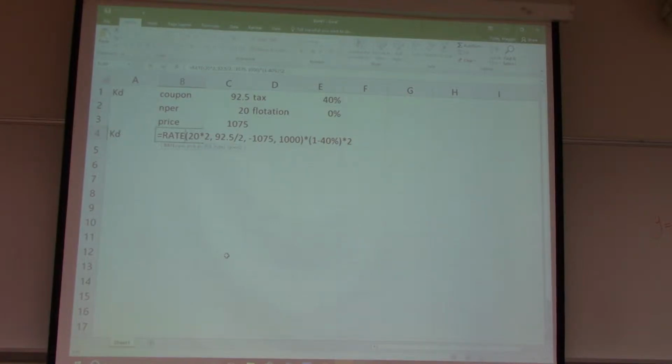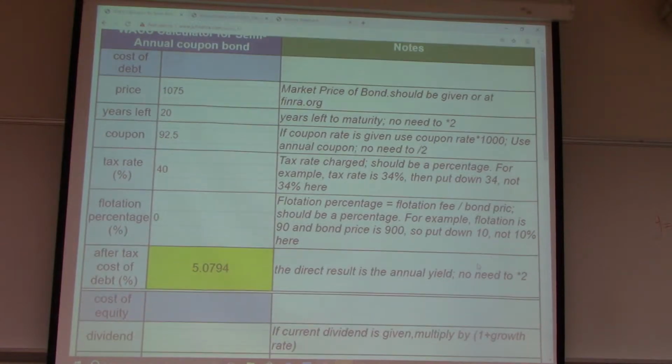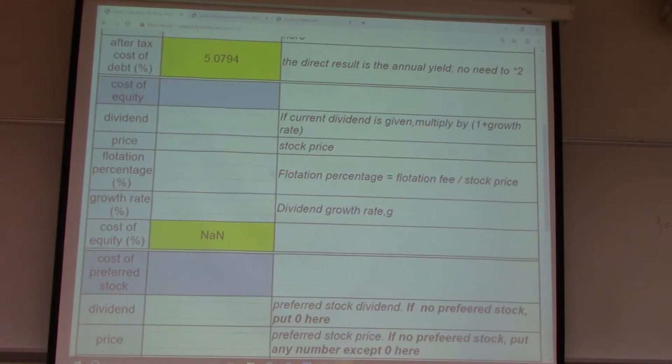So this is the first part, and the second part we need to do is cost of equity. Jessica, can you work with me again? We got the first part, second part, cost of equity. How much is the dividend? $1.25. Price.